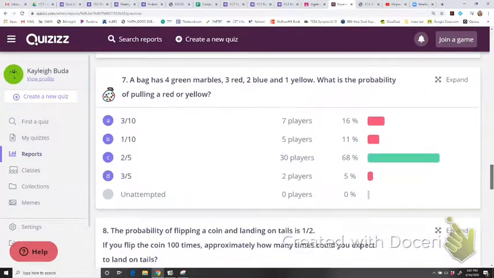A bag has 4 green, 3 red, 2 blue, and 1 yellow. What's the probability of pulling a red or a yellow? So there are 3 red and 1 yellow, so that makes 4 options out of the total. And there were 10 in the bag, so 4 out of 10 is the same as 2 out of 5.